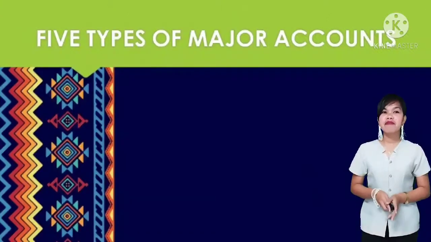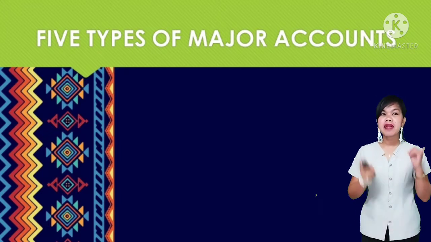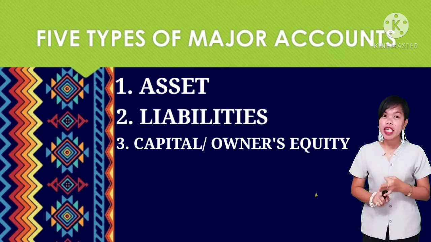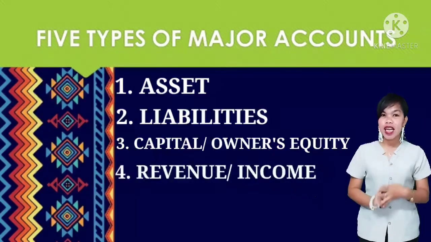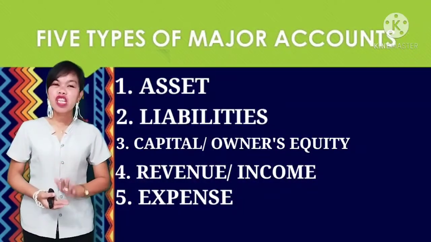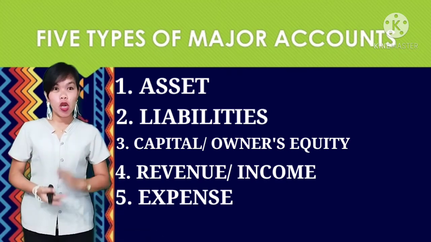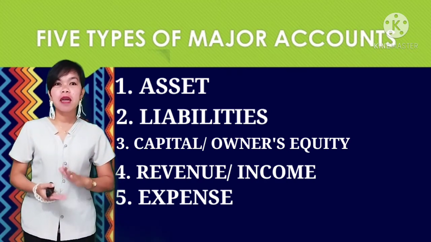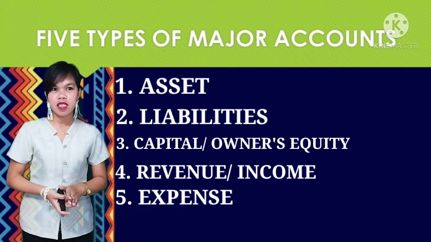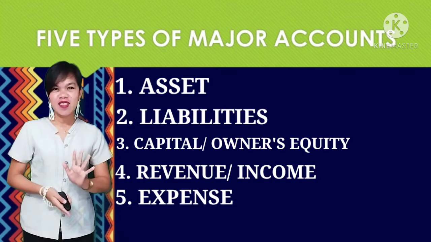There are 5 main types of accounts in accounting, namely asset, liabilities, capital or owner's equity, revenue or income, and the last one, expense. Though revenues or income and expenses are under owner's equity or capital, they are shown separately because they are the main income statement accounts. So effectively, there are 5 types of accounts.